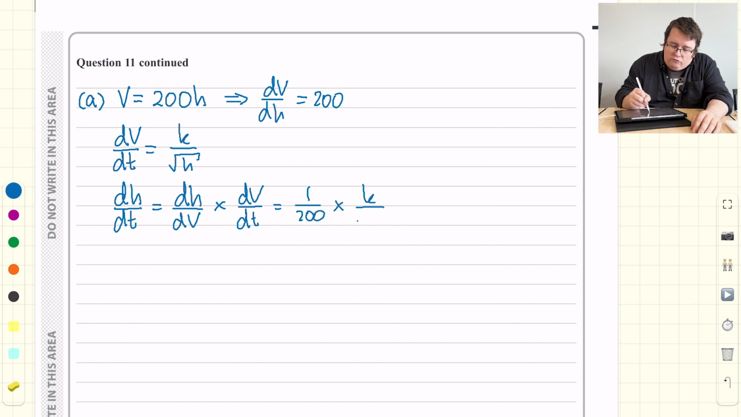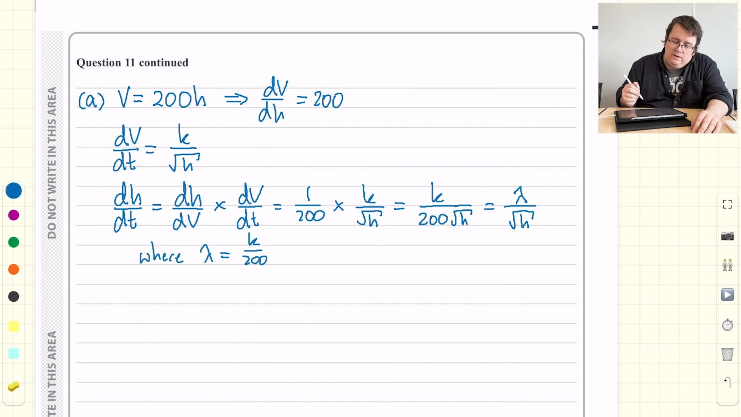times k over root h. So we have k over 200 root h, and that is my lambda over, sorry, not over 200, over root h, where lambda is k over 200. Okay, and so that is the format that I needed.